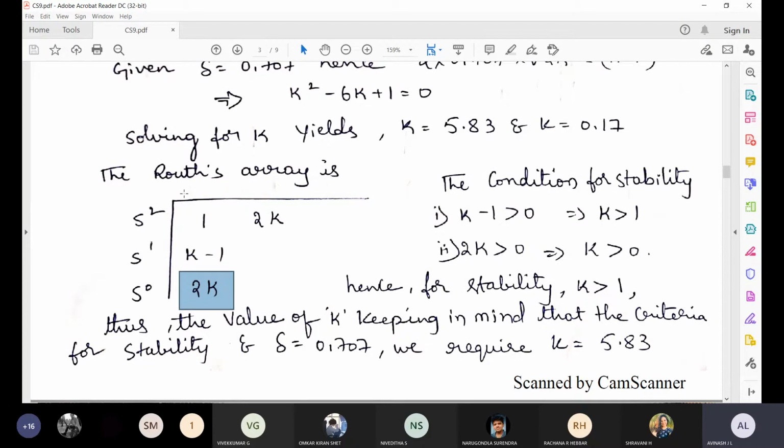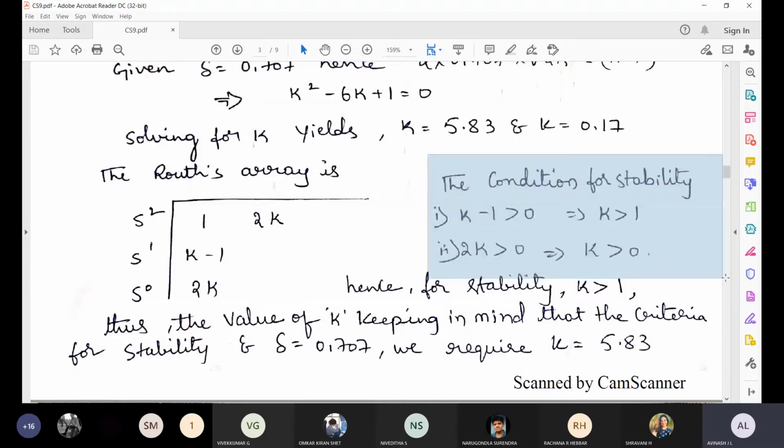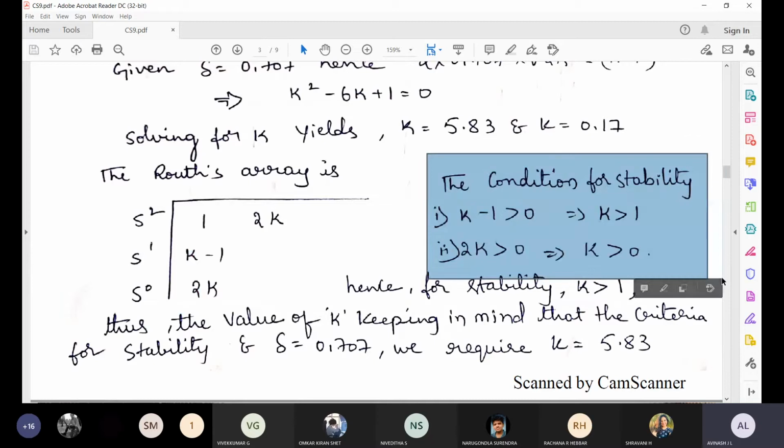So once you get the value 2k, you can see that in order for stability, all the first column entries should be positive. So here 1 is there, k minus 1 is there, 2k is there. So 1 is positive already, there is nothing to do with this constant value. So k minus 1 should be greater than 0. The first condition says that. So here is the condition for stability: k minus 1 should be greater than 0.